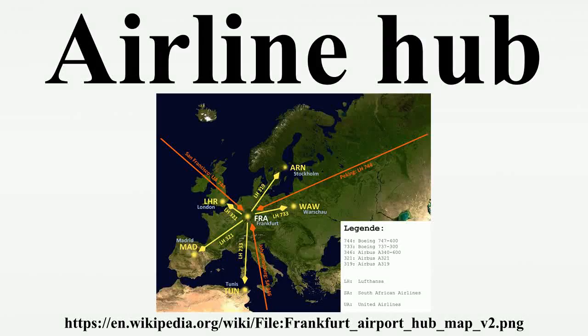Airline hubs, or hub airports, are used by one or more airlines to concentrate passenger traffic and flight operations at a given airport. They serve as transfer points to get passengers to their final destination. It is part of the hub and spoke system.